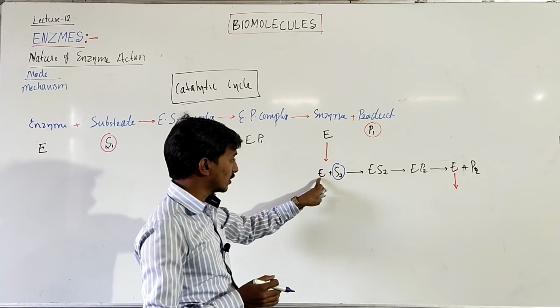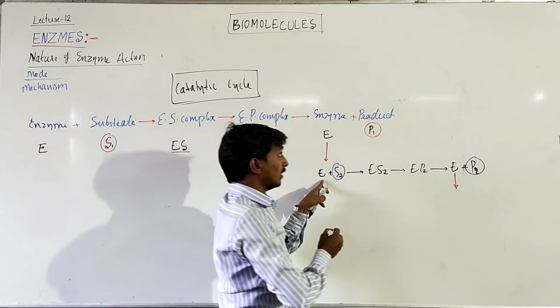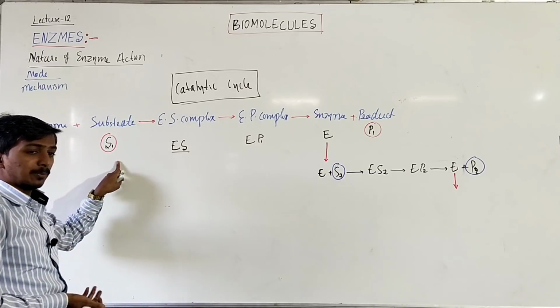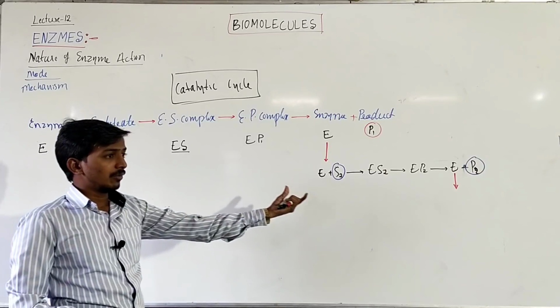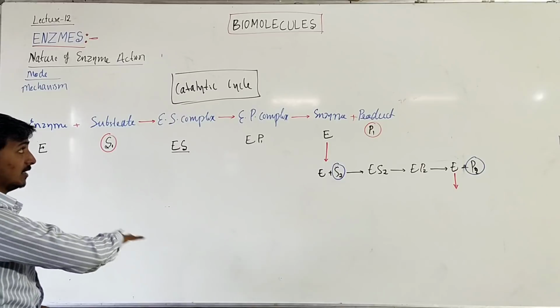Again, it converts the other substrate into another product. Like that, this enzyme will continue, keep on changing the substrates into the various products. This is one catalytic cycle.